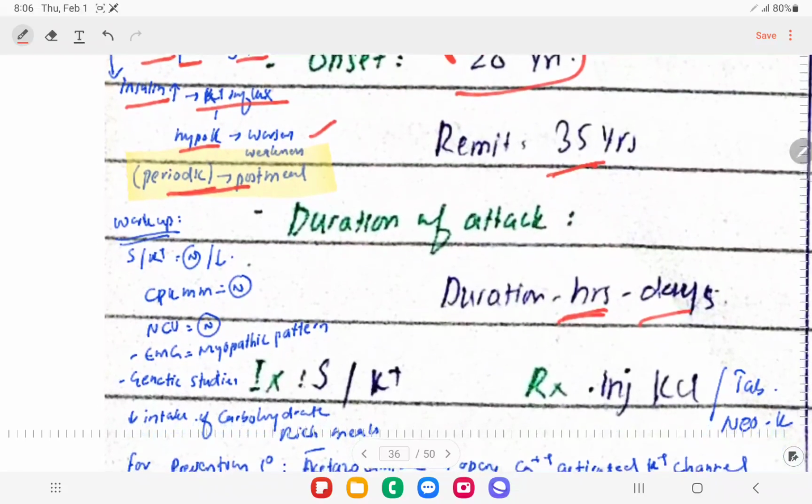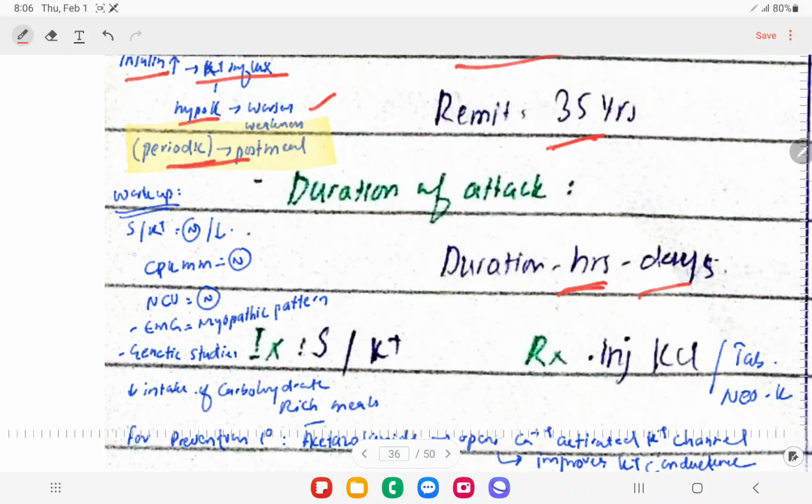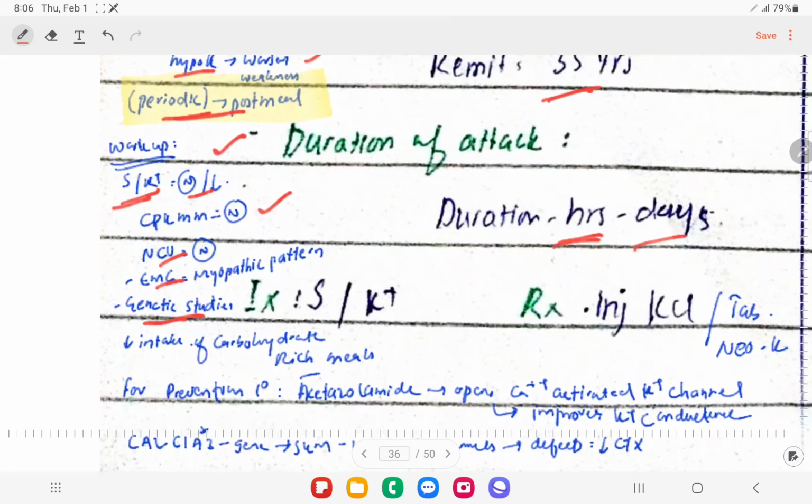So what we need to do in these patients: we check the serum potassium level. It might be normal, it might be low in these patients. If we get the CPK and MM level, that will be normal. Everything is going to be normal, right? So we need to get genetic studies in these patients, right? We can ask the patient to decrease the intake of carbohydrate rich meals, right?